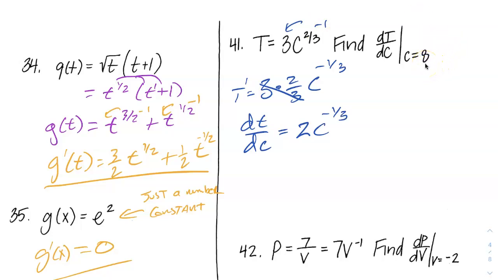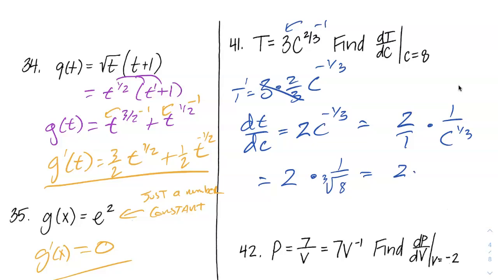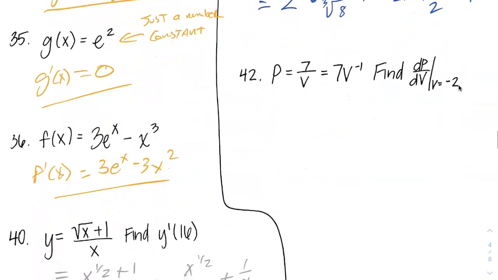Now, like before, we're going to plug in 8. So let me write it a little nicer. This is 2 over 1 times 1 over c to the 1/3, just so you see it a little nicer. Now let's plug in 8. So I get 2 times 1 over the cube root of 8, which is just 2. So 2 times 1/2, it's just 1. Isn't that a blast? Okay, next one.